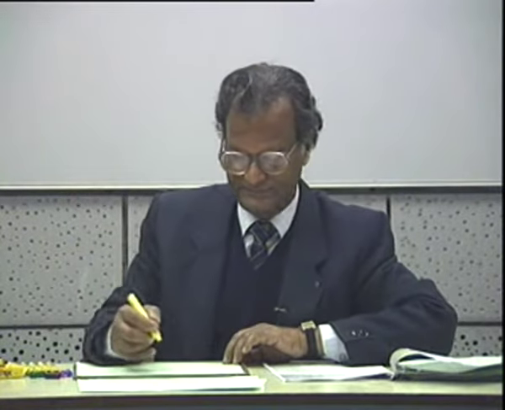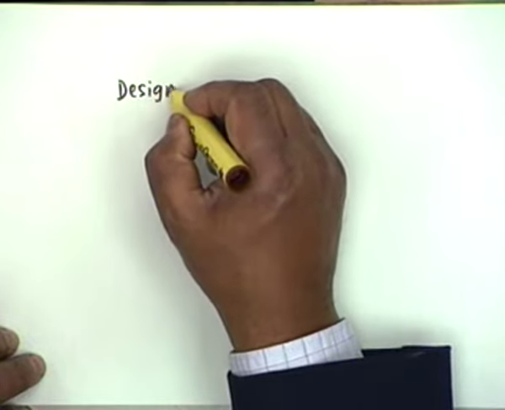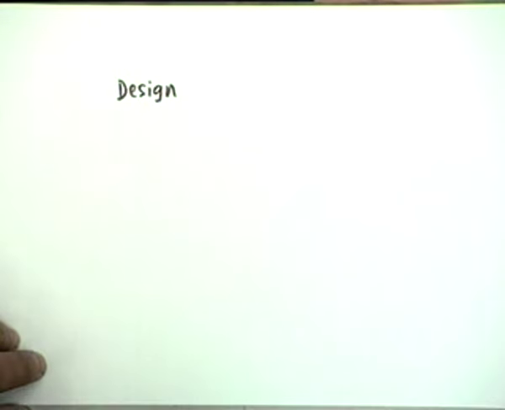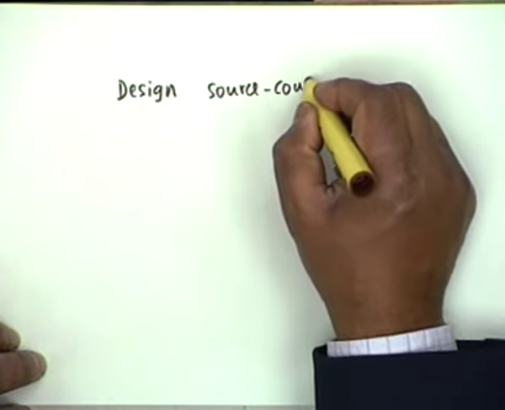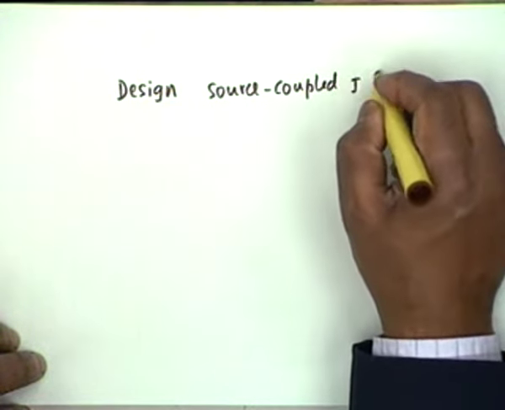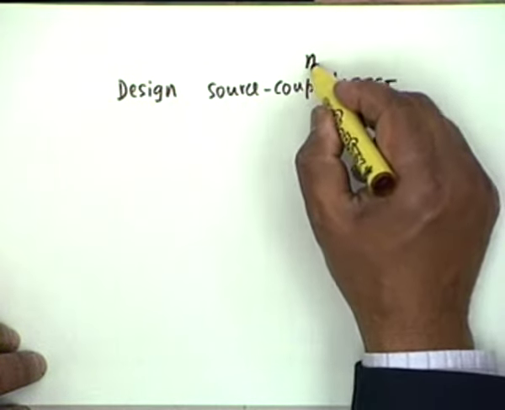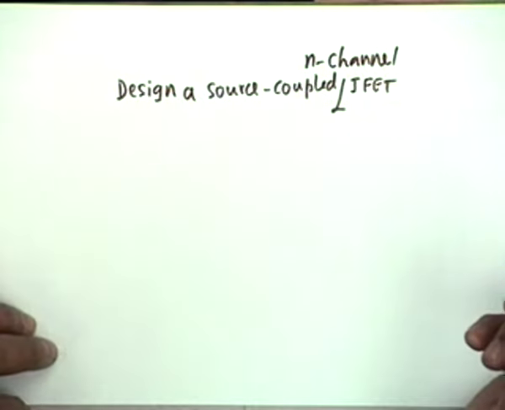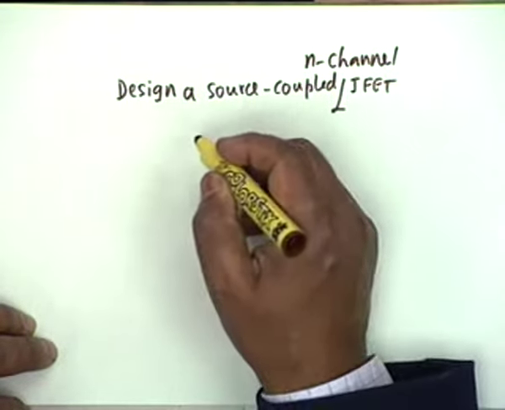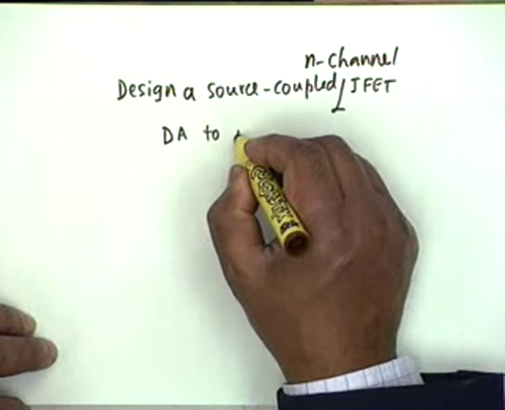The second problem that we want to take up is a design problem. The problem is to design a source coupled N channel JFET differential amplifier that meets the following specifications.